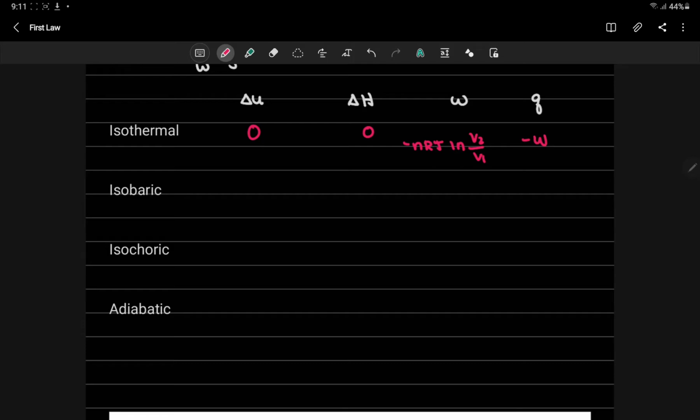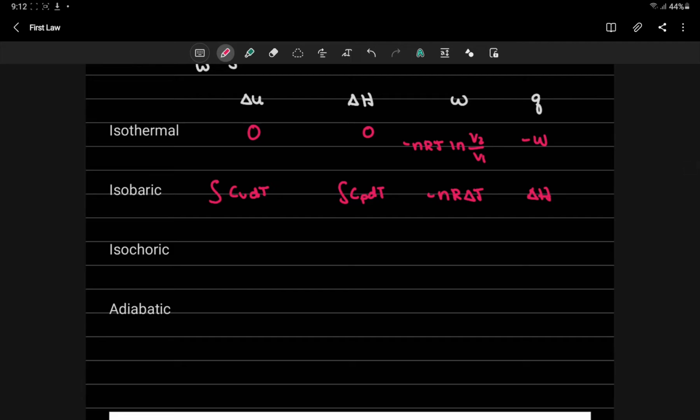For isobaric processes, yung delta U is just the integral of CV dT. Si delta H naman, it's the integral of CP dT. Work can be expressed as minus nR delta T, while heat is just the same as your change in enthalpy.